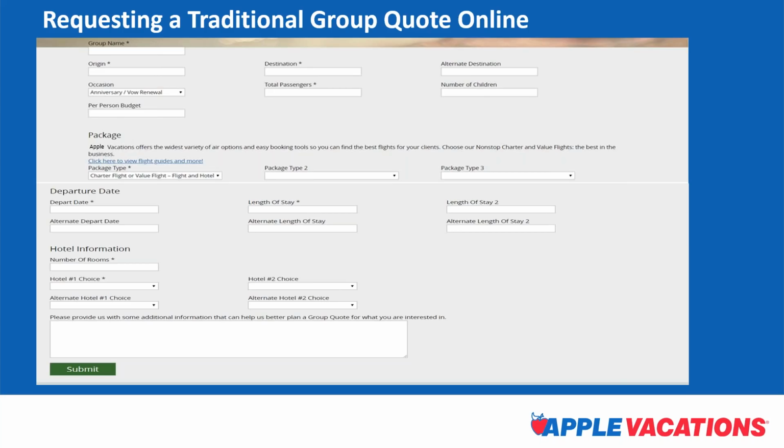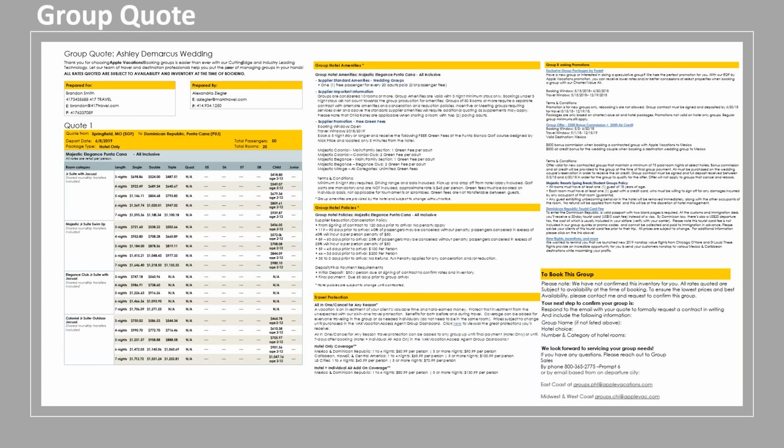And in this case, it even has a box at the bottom that you can free text in any additional information that maybe you couldn't indicate in the required fields. And when you submit that, first game changer right here: anybody that has done traditional groups with Apple Vacations knows what our group quote looks like. And it looks nothing like this. This is game changer number one.